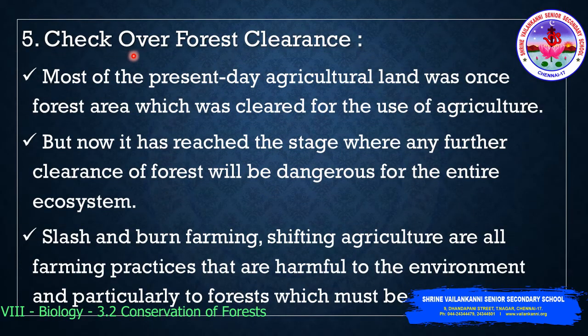The next method is to check over forest clearance. Most of the present day agricultural land which is under use was once a forest area which has been cleared for the purpose of agriculture. But now it has reached the stage where any further clearance of the forest will be dangerous for the entire ecosystem. So, agricultural methods such as slash and burn farming and shifting agriculture are harmful to the environment and particularly to the forest, which must be avoided, and certain steps must be taken against these kinds of agricultural practices.